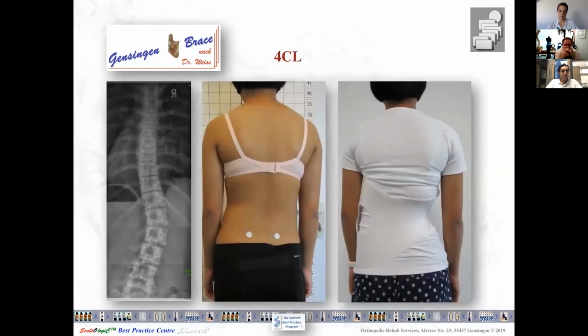This is a single lumbar curve. This is a short brace. If we have no curve in the thoracic part, it is not necessary to use a big, long brace. So we're using a short brace, and again you can see we have good shifting of the pelvis. Without the brace, the patient's pelvis is shifted to the left; in the brace, to the opposite side, to the right.